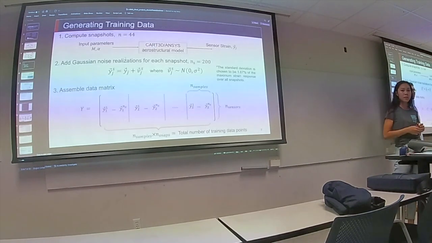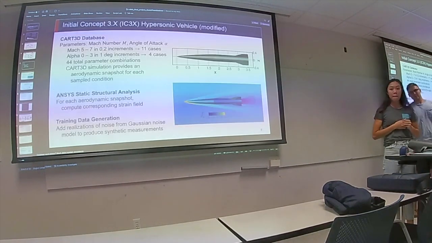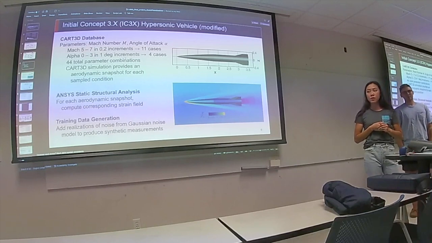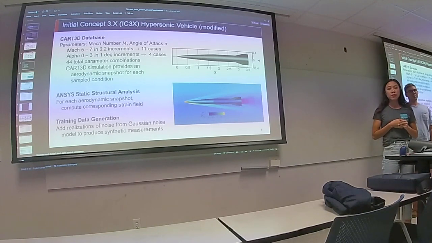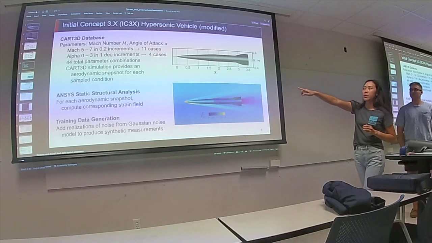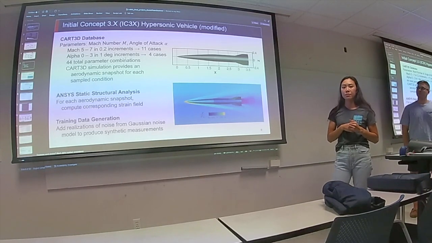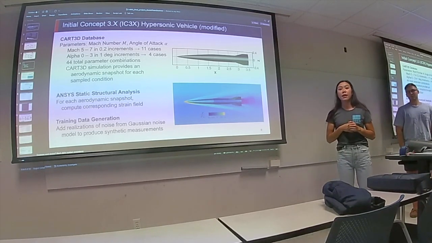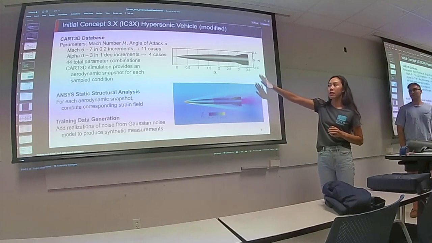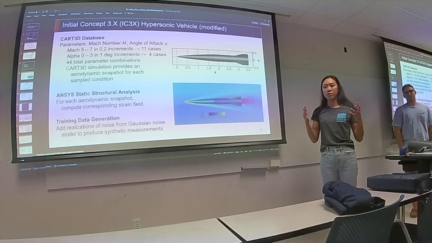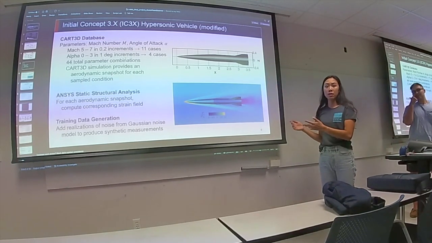So the ANSYS simulation, is it a dynamic simulation? It's a static structural simulation. It's static, so it applies arbitrary forces, or what? The loads that are computed from the CART3D tool. The CFD. So these are the expected loads during flight? Yes. So that's why we run over a range of Mach numbers and angles of attack, so that we can get snapshots of potential aerodynamic loads that we'll see.